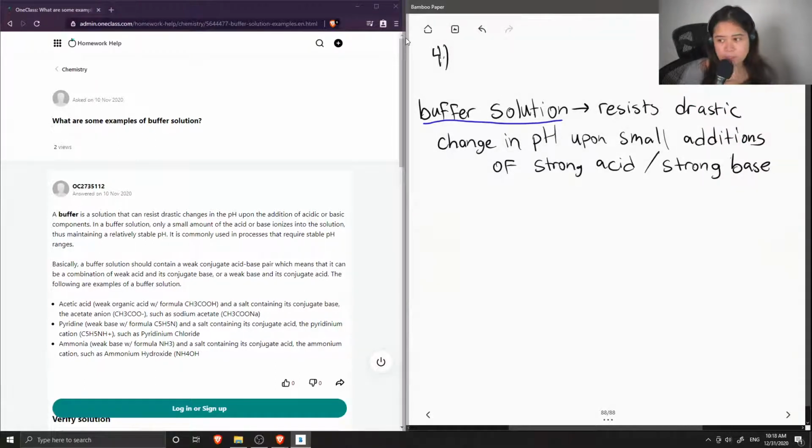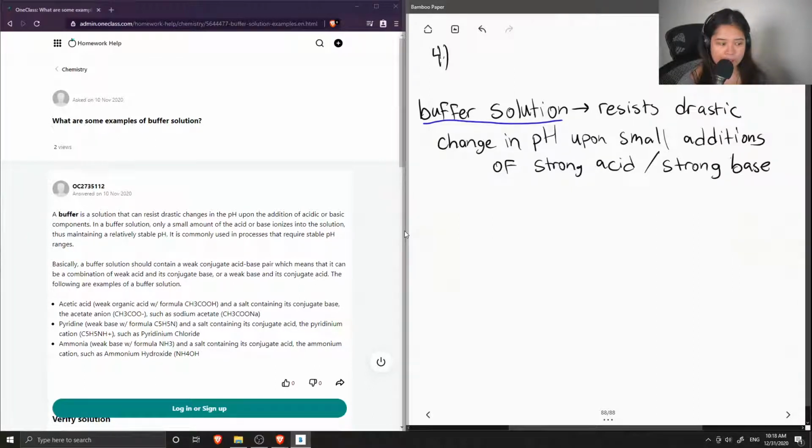So for example, let's say we had a solution of water. If we added the tiniest amount, like a drop of a strong acid such as HCl, like a highly concentrated HCl, then the pH of that water would decrease significantly upon that one drop of a highly concentrated acid solution. But when we have a buffer, it tends to resist this drastic change upon small additions of strong acid and base.